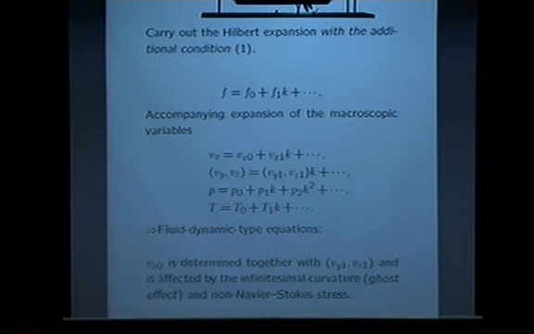The solution is determined by a staggered combination of the variables. Therefore, you have to know this one, that these two are related. Therefore, you cannot determine the solution independently of one or the other. This we call the ghost effect. And the equation also contains the non-Navier-Stokes stress in the equation to determine this quantity. We are only interested in the leading order term, but we have to know this quantity, or there is a non-Navier-Stokes term.